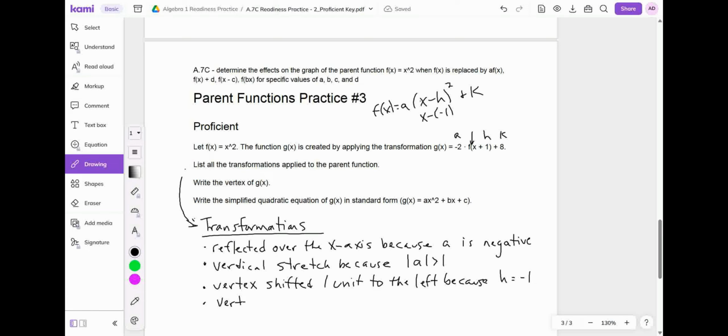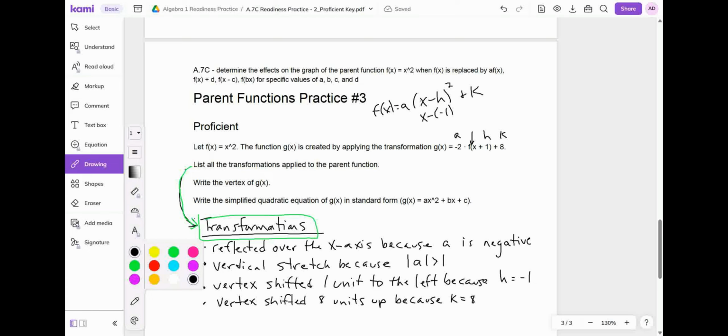And that vertex is not done moving. It is shifted. What do we have? Plus 8. 8 units up. And it's because that's just a plus k. So if it's a positive, then it moves up. If it's a negative, it moves down, because k equals 8. So 4 things are happening just because of this. All right, so these transformations are going to be right there.